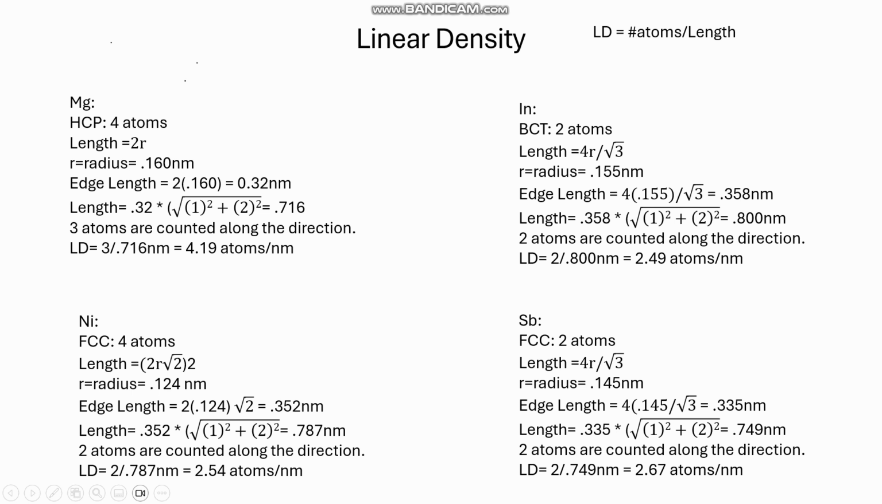For this one, it's just 2R, and then for the edge length you just fill in the radius. Length is then this edge length times the magnitude of the direction, which is the square root of 1 squared plus 2 squared, because it's a 1 2 0 direction. And then you count how many atoms you have along that direction. With HCP, we find that there are 3 atoms. Then you use this equation, 3 atoms over that length, giving 4.19 atoms per nanometer. I did the same for all of these. As you can see, you can pause the video and look.